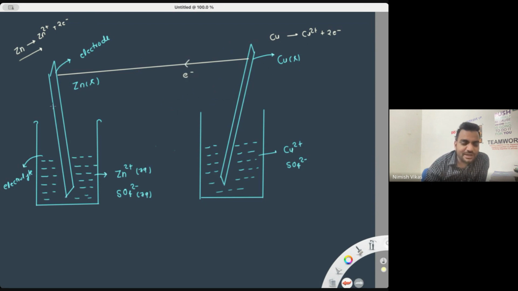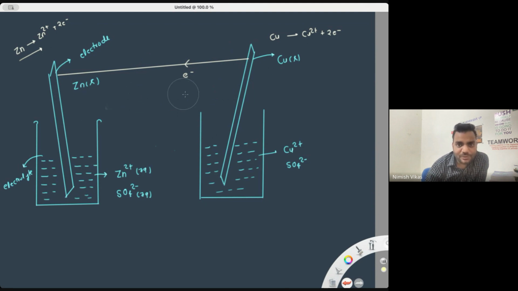Zinc obviously will not gain electron, no metal gains electron. Then in the solution we have zinc ion. It has to gain electron, which is not feasible because zinc likes to convert to the zinc ion. Zinc is a very reactive metal. So zinc ion is not going to convert back to zinc.